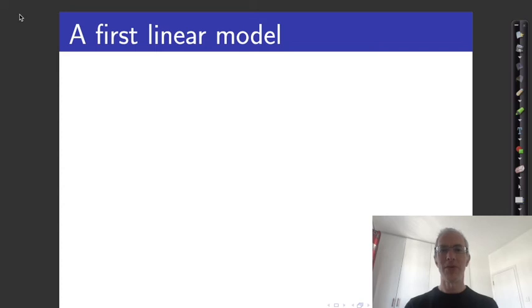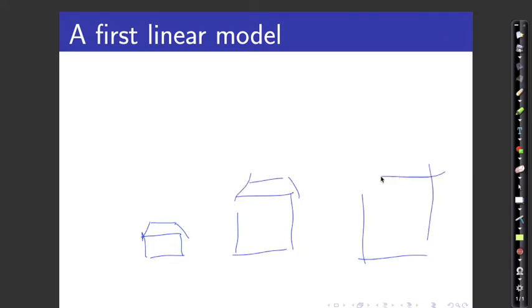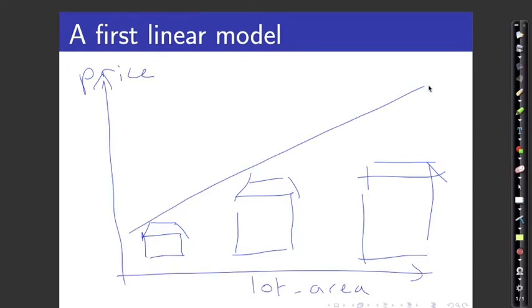Right, let's have a look at our first linear model. What do we know about houses? We know that I can't draw them very well, but the chances are that as the house gets bigger, the price gets more. So we might expect something like, well, that's a start.